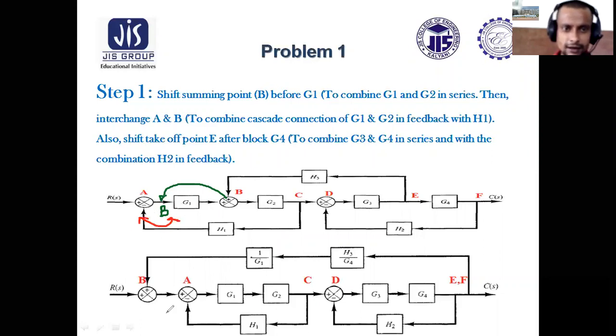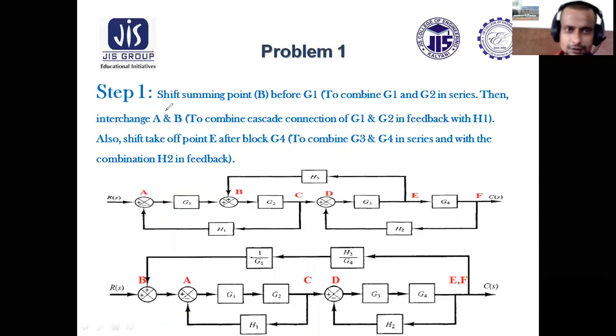If A and B are interchanged, it will look like this. So as A is being interchanged with B, A will be now here, which will make a feedback combination of G1, G2 and H1. So you need to do this accordingly.